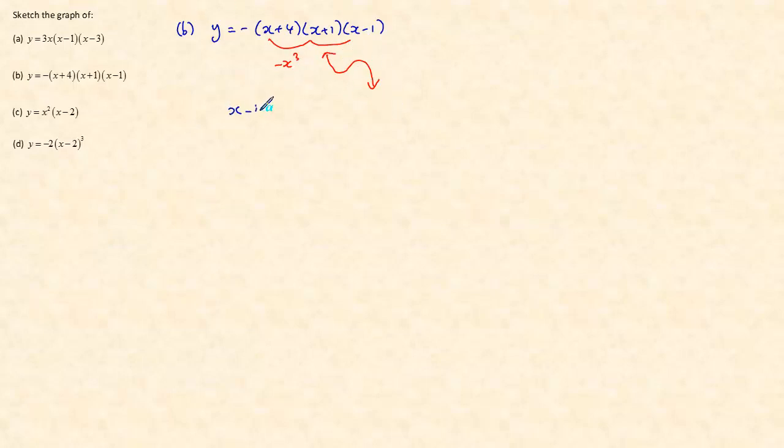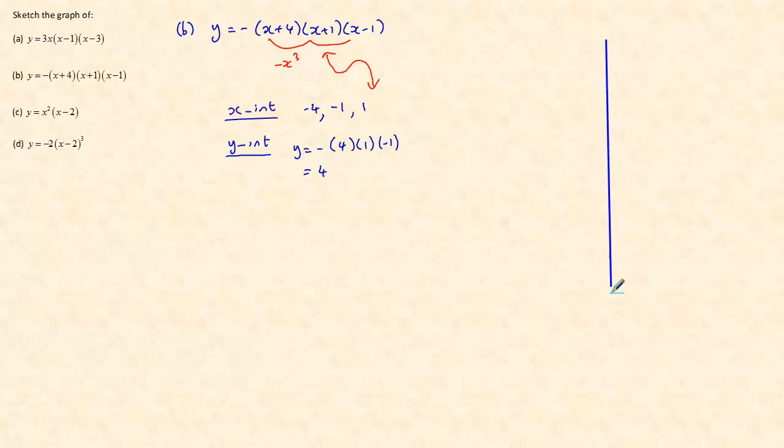We can see the x-intercepts are at negative 4, 0. In fact, we don't need to give coordinates. Let's just say that's negative 4. And then the next one is at negative 1, and the next one is at 1. And the y-intercept, that's when x is equal to 0. That's going to be negative 4 times 1 times negative 1. So overall that's going to give me 4.